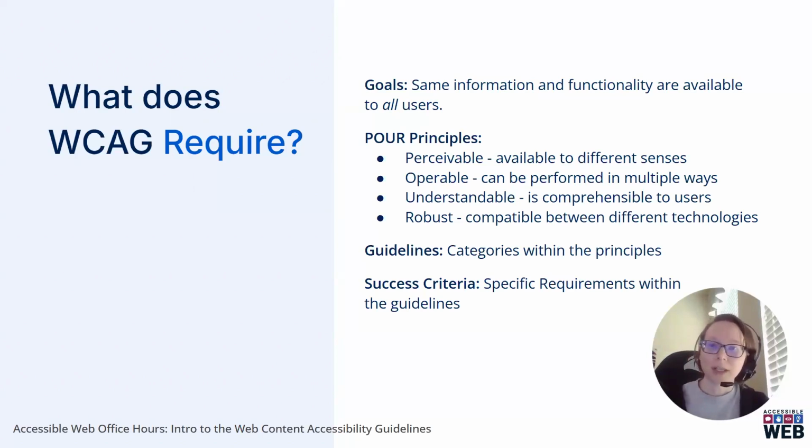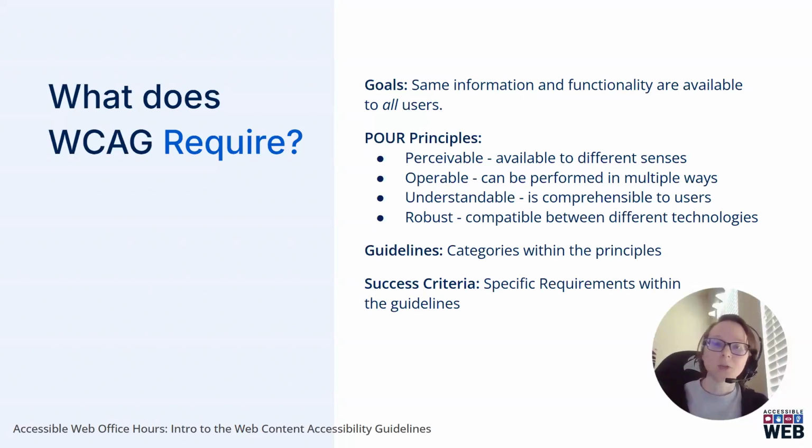When implemented correctly, those text alternatives can be read aloud by a screen reader or converted to touch using a refreshable braille display. Operable means that functionality can be performed in multiple ways. So for example, interactive components must be usable with a keyboard, not just a mouse. Understandable means that information and functions must be comprehensible to users. So another example of this one is a form field must have a label that describes what information the user is being asked to enter.